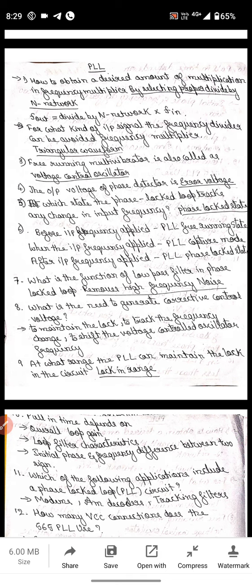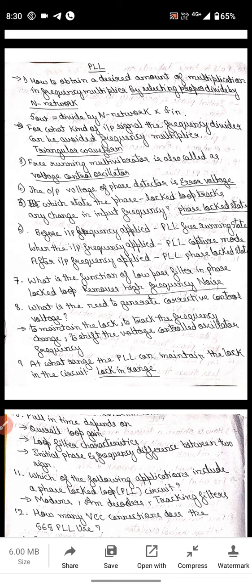A free running multivibrator is also called a voltage controlled oscillator, that is VCO. The output voltage of a phase detector is the error voltage.